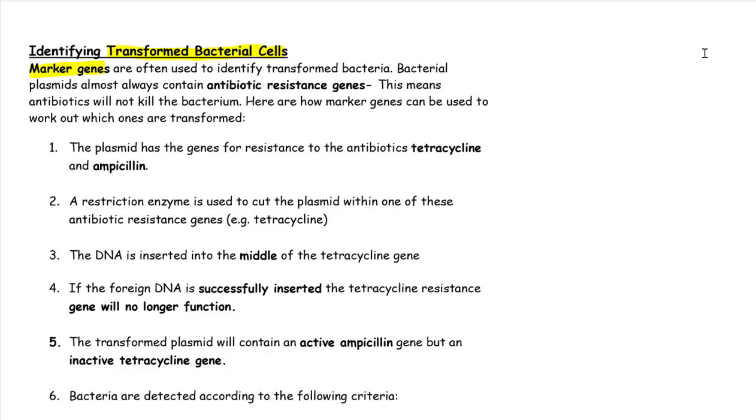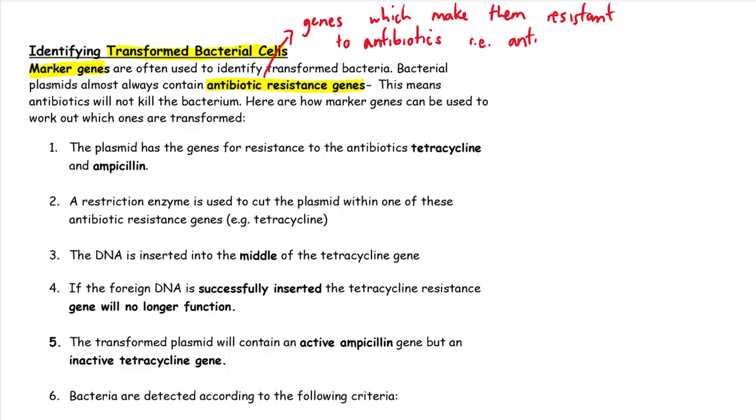Basically, this relies on there being marker genes. Marker genes are basically a little section of DNA which tells you something about this plasmid or this bacteria. Bacterial plasmids almost always contain antibiotic resistance genes. So they'll have little genes which make them resistant to antibiotics, i.e. antibiotics won't kill them. If the antibiotics won't kill them, we can use that to our advantage to work out which bacteria are transformed and which ones aren't.